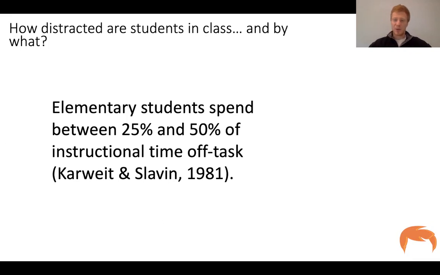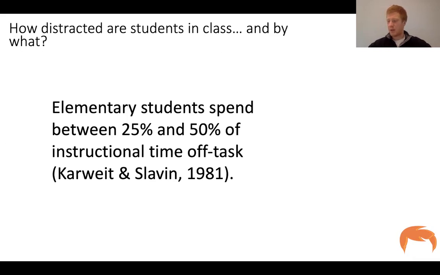So here's one example of some results from a study like that, which found that elementary students were spending between a quarter and half of their time in the classroom off task, which is really quite a staggering amount when you actually sit down and think about it. What that doesn't tell us, of course, is what they're off task on. What are they distracted by? What things are causing them to be off task? And that was something that really hadn't been researched at all.